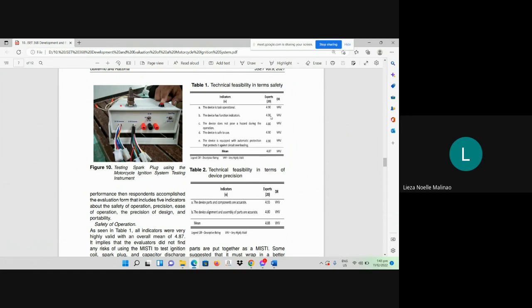And the common scale that is actually used in surveys is called the Likert scale. So now, the authors had experts evaluate the device, and the scale they used was the Likert scale.